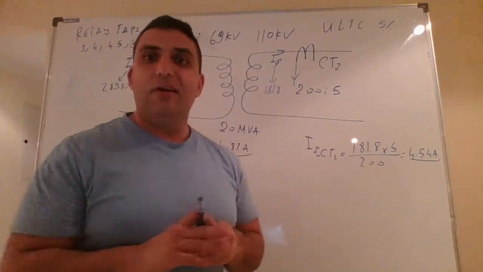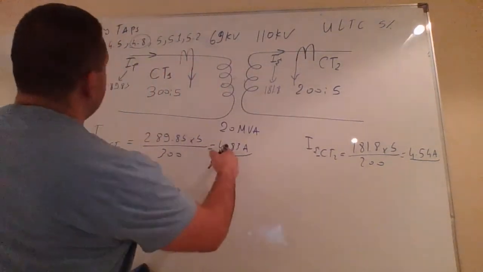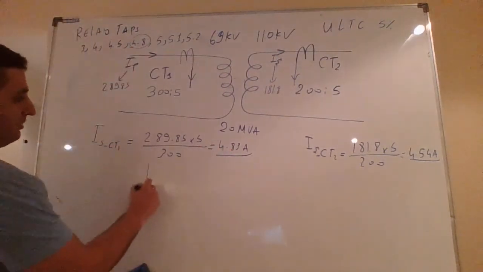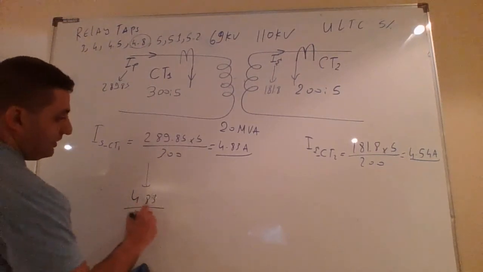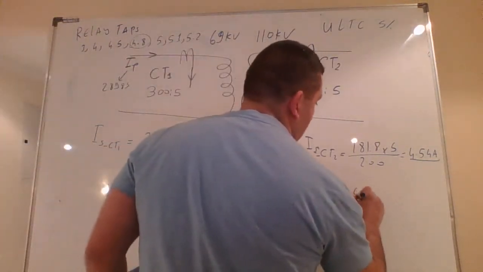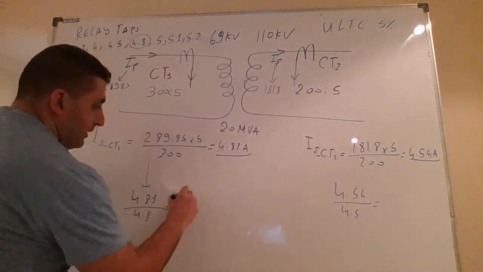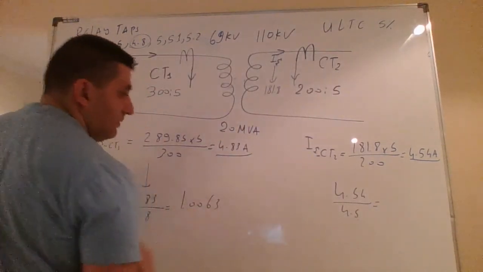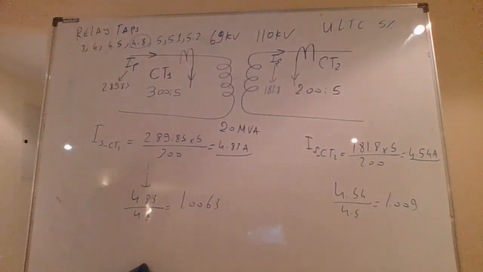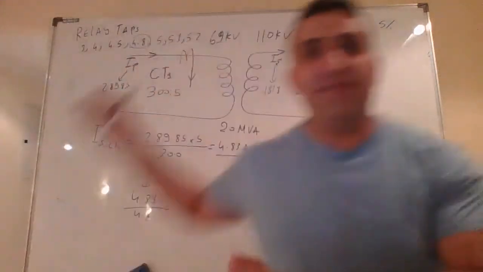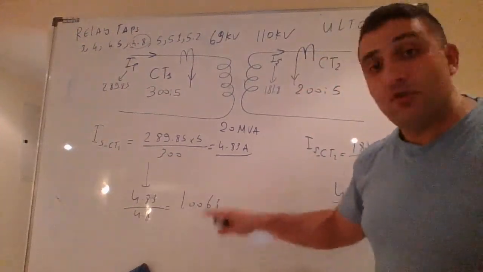So let's see what sort of error I'm going to get. All I have to do now is divide this by this. For the primary, I will have 4.83 divided by 4.8. On the secondary, 4.54 divided by 4.5. This answer will be 1.0063. This answer 1.009. Can you see the advantage of using a relay with multiple tap options? This way I reduce my error.